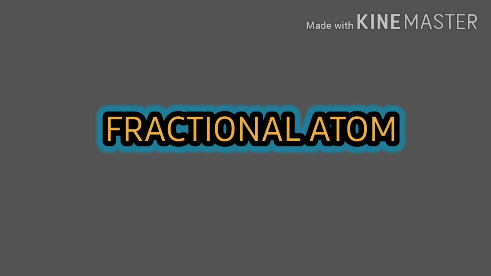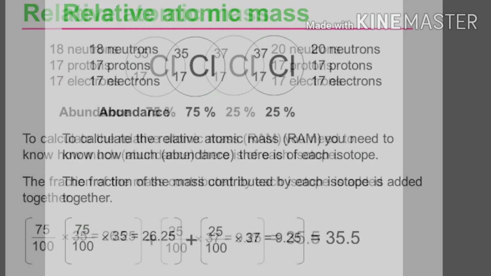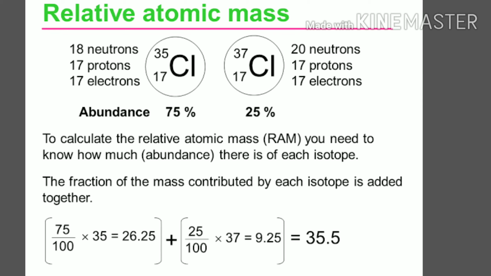So now we see how we calculate the relative atomic mass of isotopes, that means fractional atomic mass. As we know, isotopes are elements having the same atomic number but different mass numbers. Let's discuss one example. Chlorine has two isotopes, chlorine-35 and chlorine-37. Here you see the isotopes of chlorine have atomic masses 35 and 37.